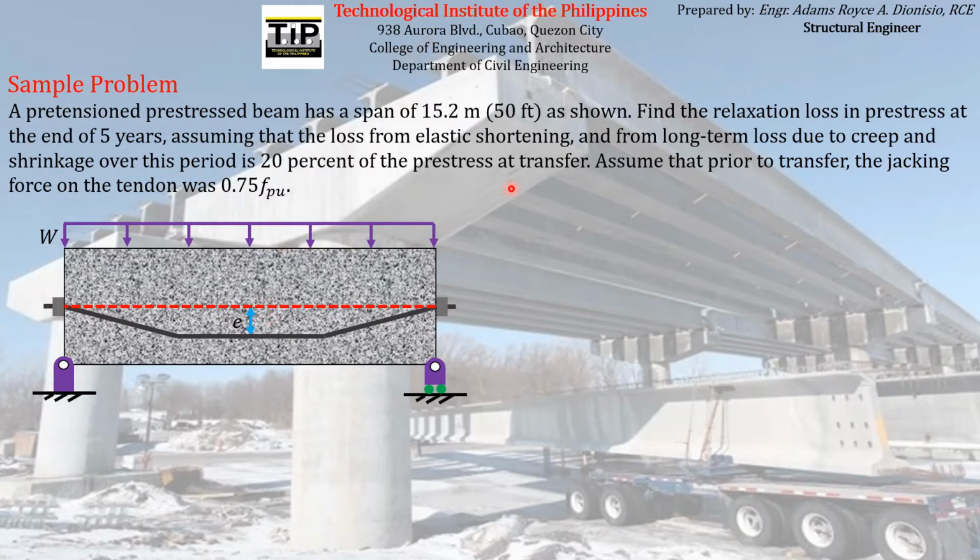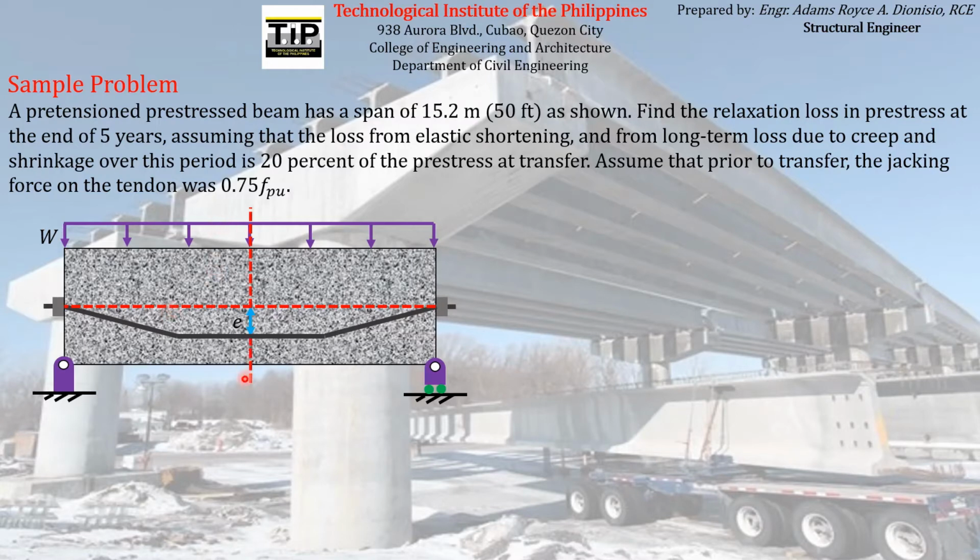assuming that the loss of pre-stress due to the elastic shortening and the creep and shrinkage of the concrete over the period of 5 years is approximately 20% of the pre-stress at transfer, and assuming also that the pre-stress at transfer is approximately equal to 75% of the ultimate strength of the pre-stressing reinforcement. So other given information in the problem are these.